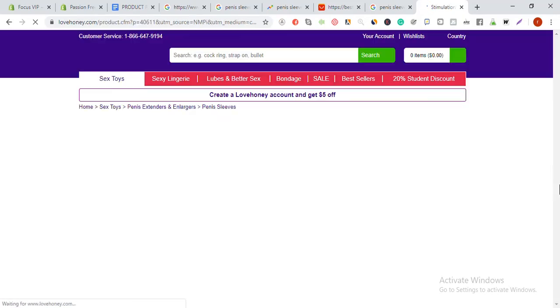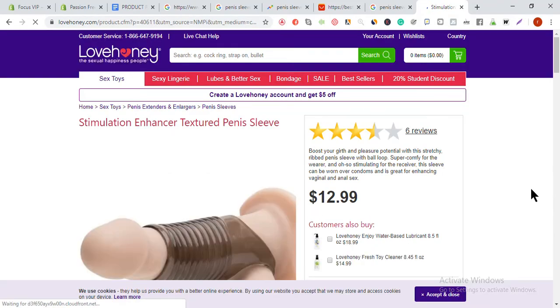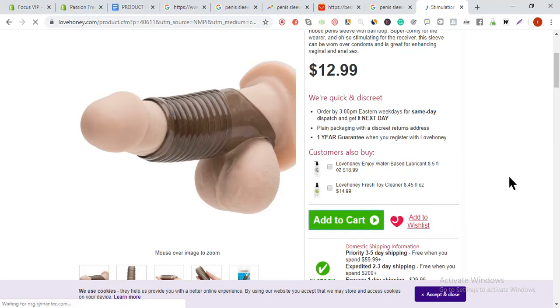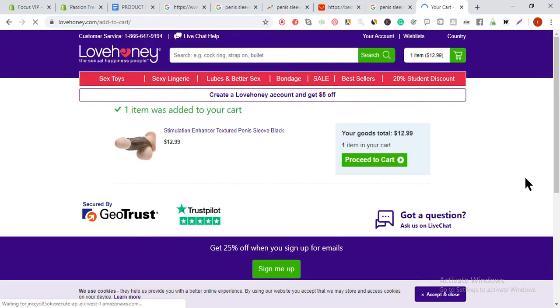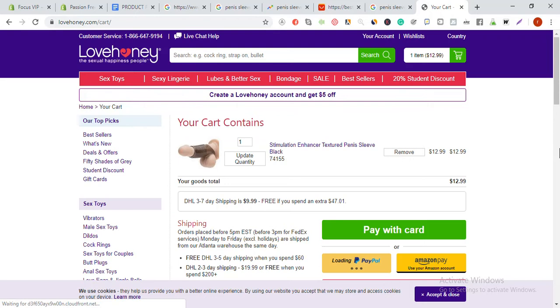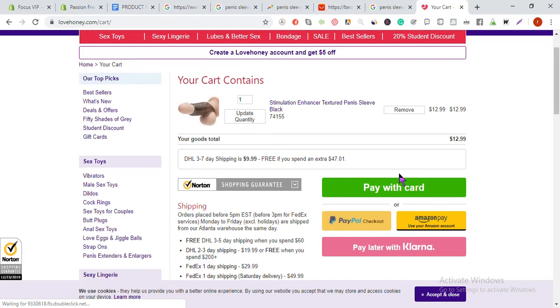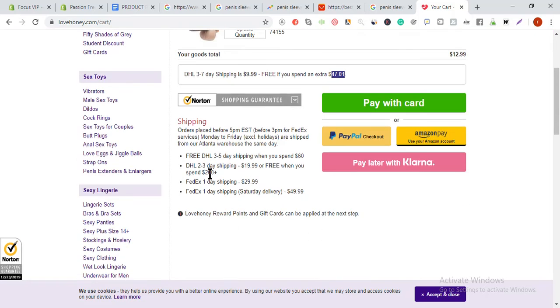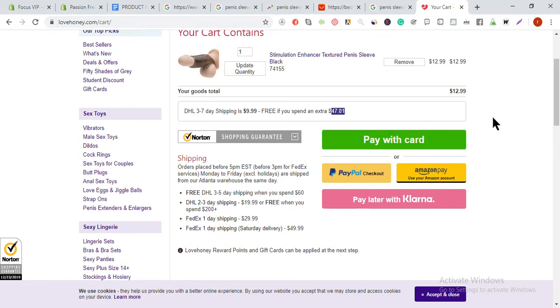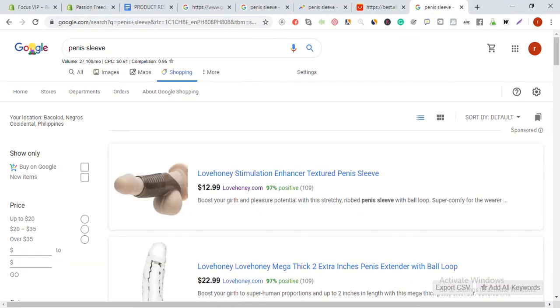Let's see if we can compete or not. Okay, so let's say we're getting this. Alright. Okay. Ooh. Okay. So they're asking you to spend another $47.01 for you to get the free shipping. But what if you are not, right? So, wow, they're charging a lot. Can you see this? Yeah. So, let's just close this.